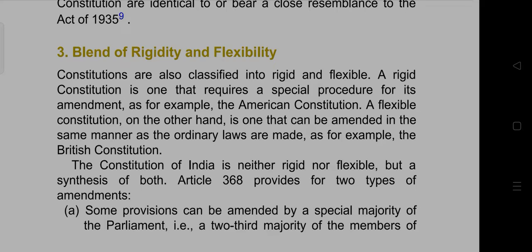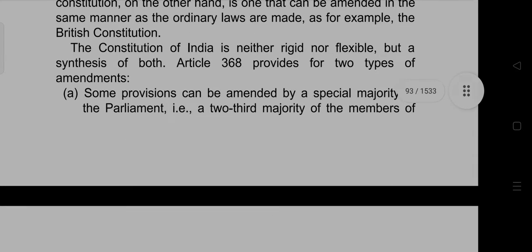Third, a blend of rigidity and flexibility. Constitutions are also classified into rigid and flexible. A rigid constitution is one that requires a special procedure for its amendment, for example the American Constitution. A flexible constitution, on the other hand, is one that can be amended in the same manner as ordinary laws are made, for example the British Constitution. The Constitution of India is neither rigid nor flexible, but a synthesis of both.